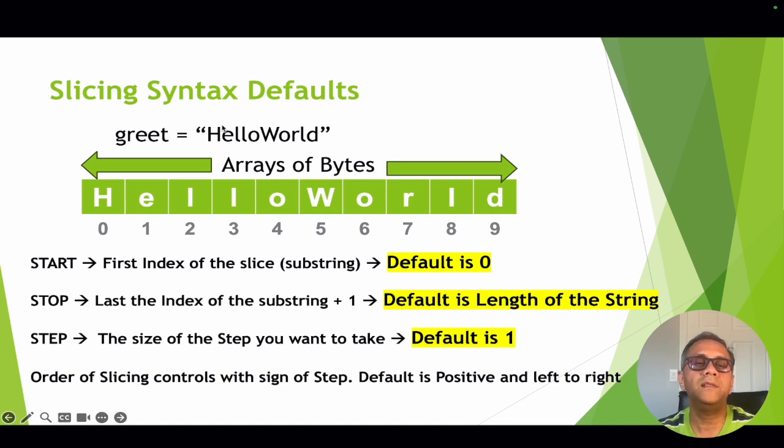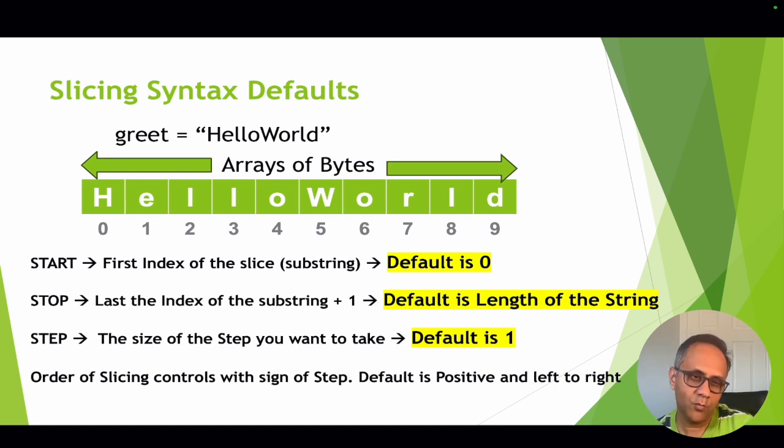For example, if we are using this hello world, and we do not mention the stop parameter there, then it will take the whole length of the string. We have 10 letters in this particular hello world, so it will take 10 here. If you do not mention anything, the length of the string is taken as the default. And if you do not mention the third parameter, step, then it always takes 1 as the default.